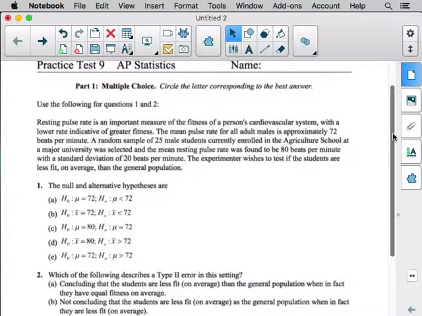So resting pulse rate is an important measure of the fitness of a person's cardiovascular system, with a lower rate indicative of greater fitness. The mean pulse rate for all adult males is approximately 72 beats per minute. A random sample of 25 male students currently enrolled in the agriculture school at a major university was selected, and the mean resting pulse rate was found to be 80 beats per minute, with a standard deviation of 20. The experimenter wishes to test if the students are less fit on average than the general population.